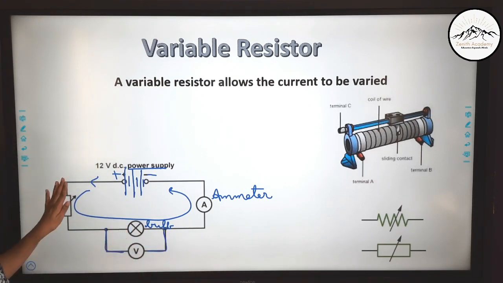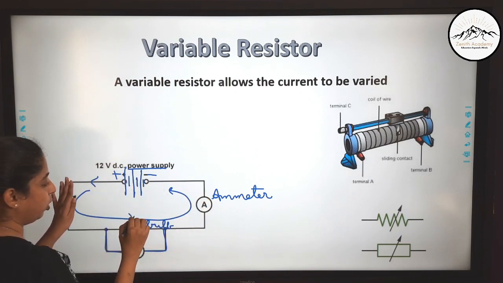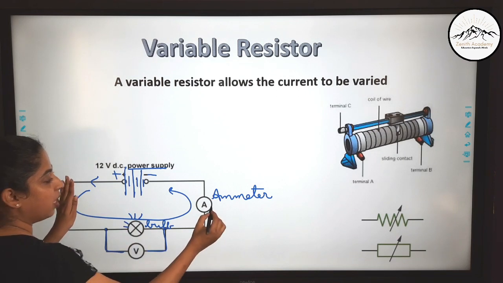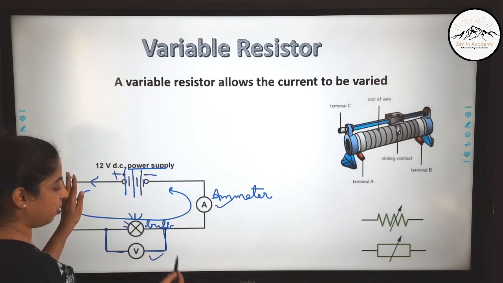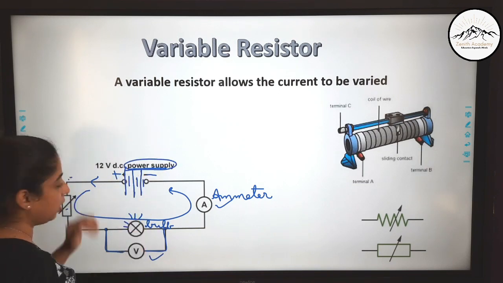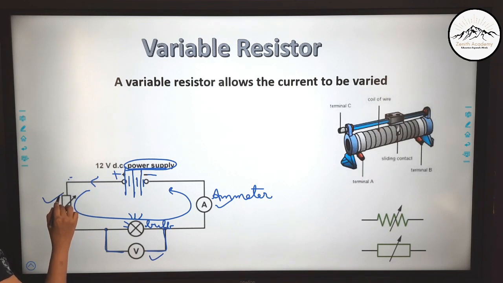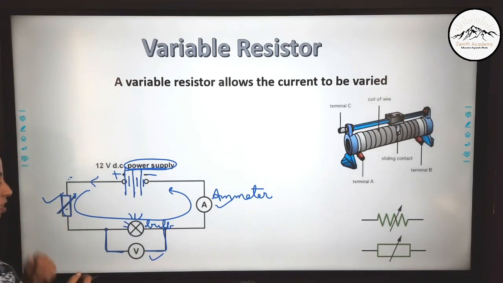So suppose now this is not there. When current is flowing in this circuit, the bulb will glow and there will be some reading in the ammeter showing how much current is flowing and some reading in the voltmeter showing how much power supply is there. Now if we use this variable resistor, what will happen? We will keep on changing the resistance. So we'll keep on moving this and we will keep on changing the resistance.